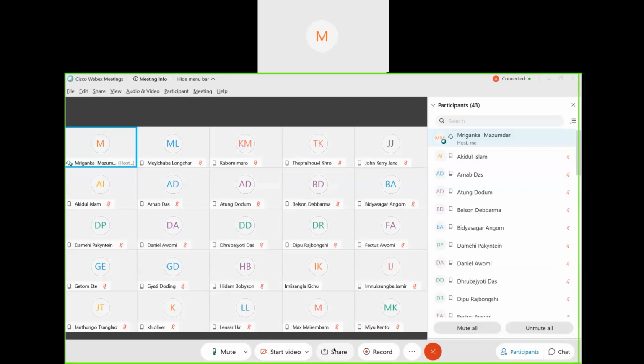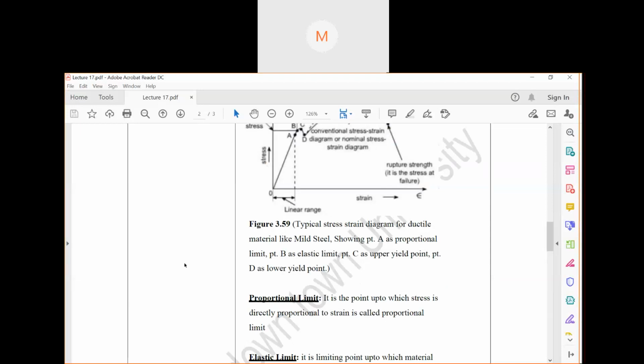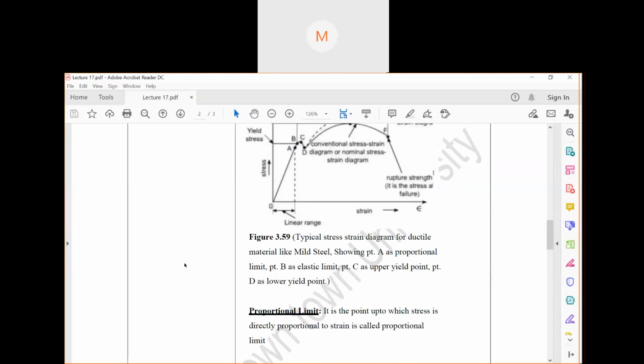Yeah. So this is known as the limit of proportionality. Okay. Now beyond that range, if you see, it is known as elastic limit.